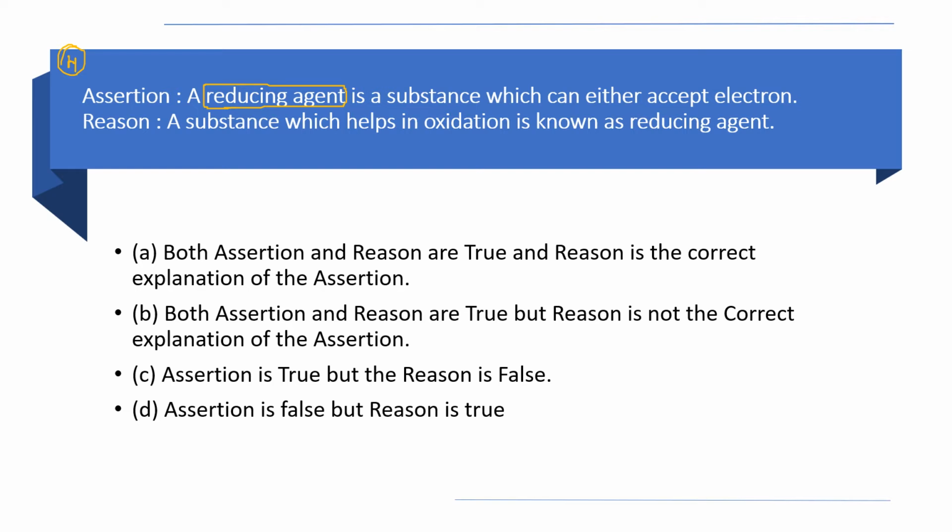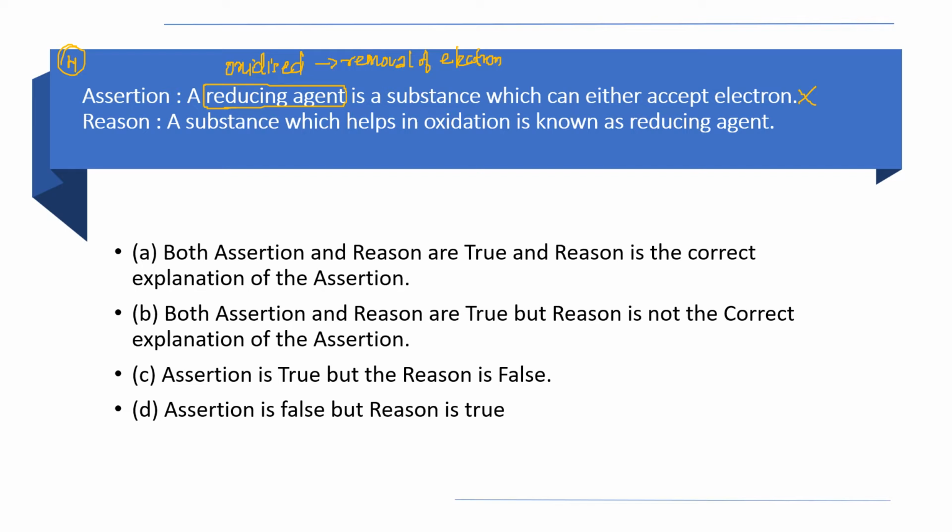Reducing agent is the substance that gets oxidized. The substance that gets oxidized can be called a reducing agent. So oxidized means removal of electron, right? Oxidized means removal of electron. So of course, from this itself, the assertion statement is wrong.